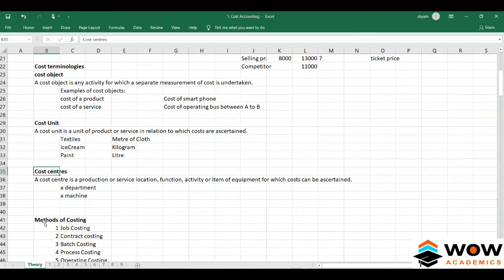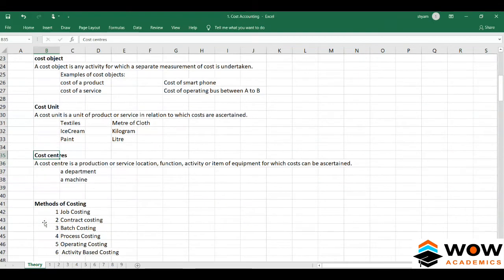So we'll move on to the methods of costing. Where can costing be applied? Costing can be applied in a variety of sectors. You can apply costing in terms of job costing, contract costing, batch costing, process costing, operating costing, and activity based costing. We'll just see what job costing is and we'll see an example.